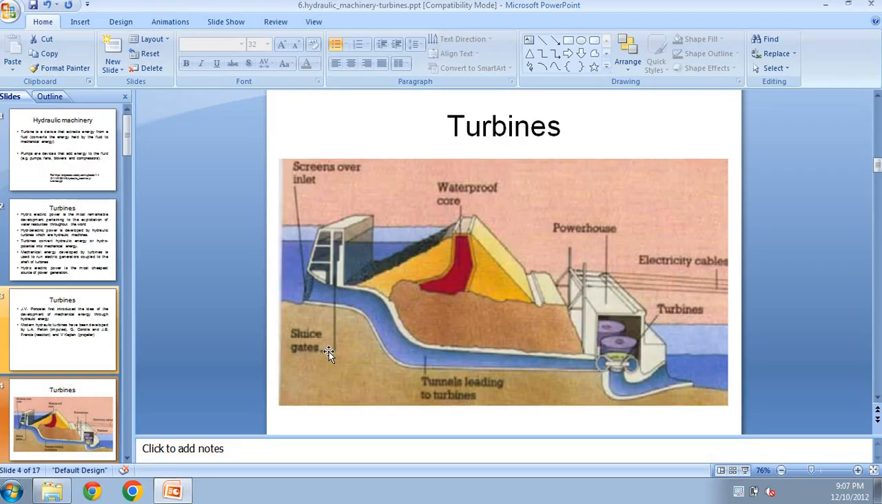In hydro turbines, water stored behind the dam is supplied to the runner through large pipes, generally called penstocks. That water energy is utilized in the turbines and converted into useful mechanical energy, which is again converted into electricity or electric energy.